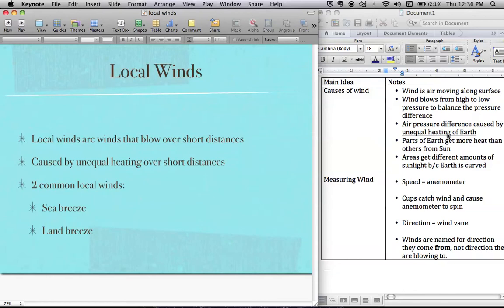So that's what causes wind: the unequal heating of the Earth. So parts are hotter and other parts are colder. That causes a pressure difference. We can measure the speed and direction of wind.